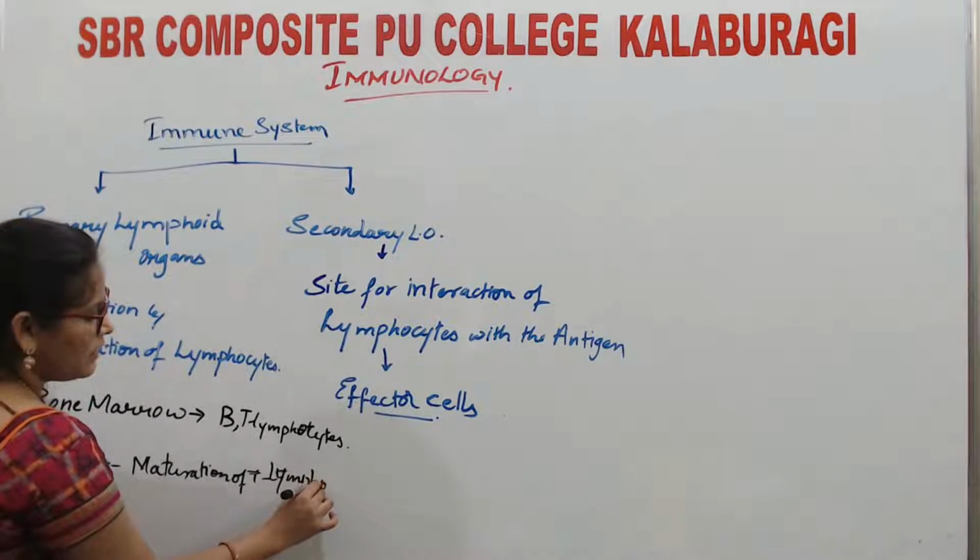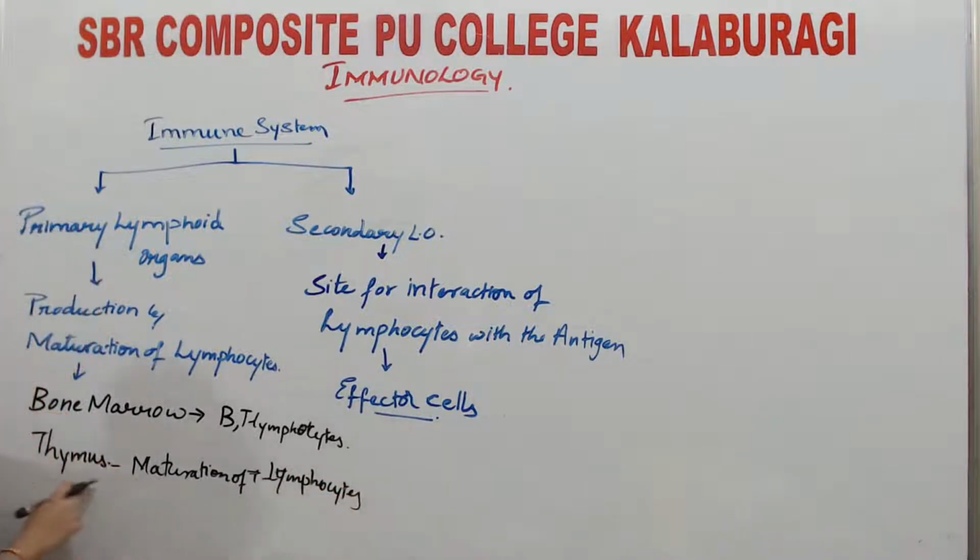Maturation of T lymphocytes will take place in the thymus. But the B lymphocytes will get produced and matured in the bone marrow itself. Is that clear? So maturation and production will take place in the primary lymphoid organs. The primary lymphoid organs are bone marrow and thymus.